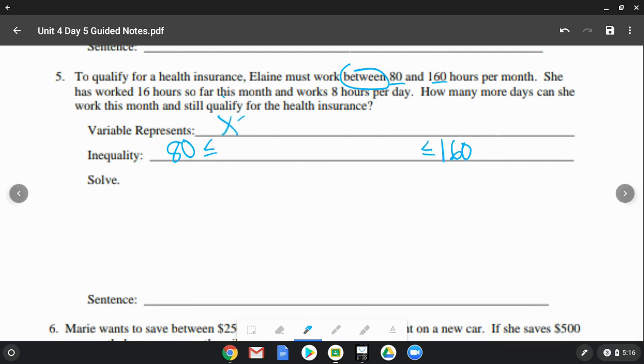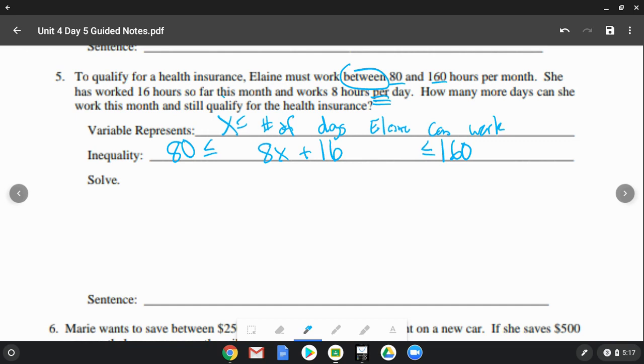So what are they asking for? They're asking for X is the number of days Elaine can work. All right. So it says that she's worked 16 hours so far and 8 hours per day. I think we learned already that word per means multiplication. And if X is my number of days, we can attach that 8X and that 16 is how many hours she's already worked. So that's how we put that together. So if you see the word per, that means you multiply.